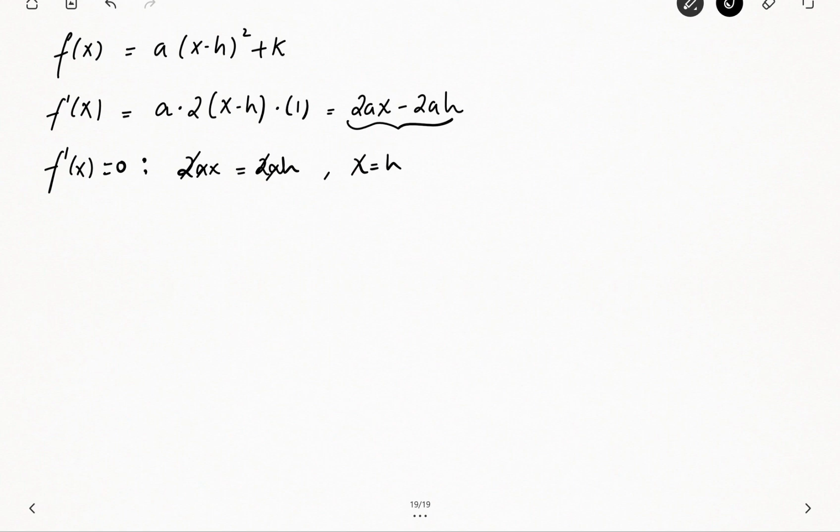Okay, so now they're saying assuming that a is less than 0, so now we're having the opposite case of what we had. If a is less than 0, we have a downward facing parabola, right? And in this case, what they say is classify the critical point as a maximum or minimum. Of course, you can clearly see that it is going to be a maximum.